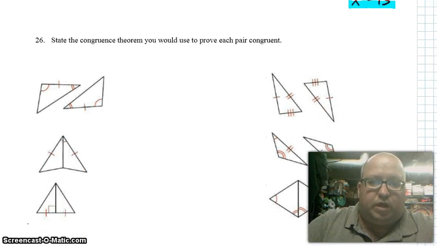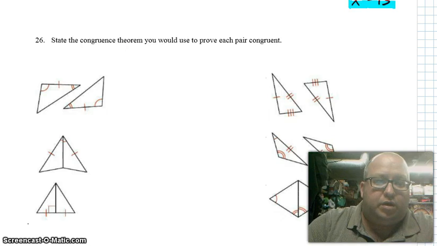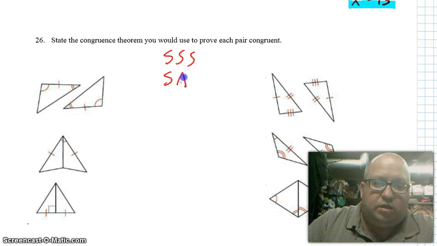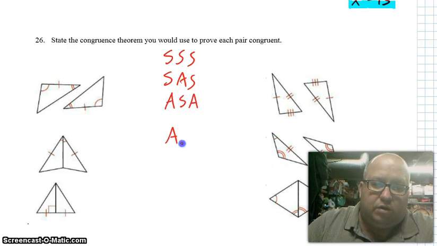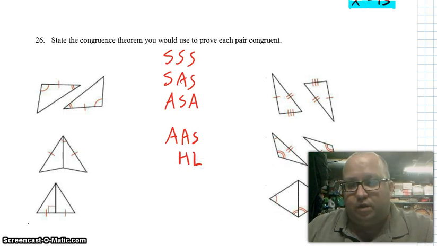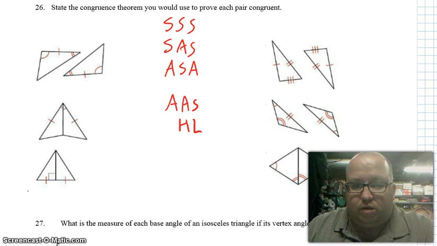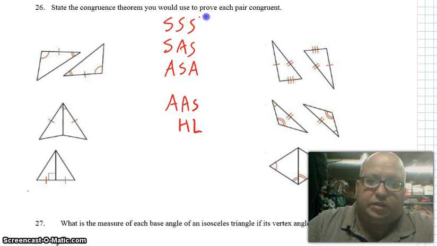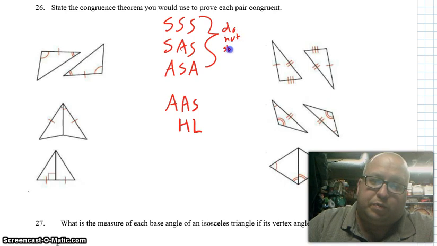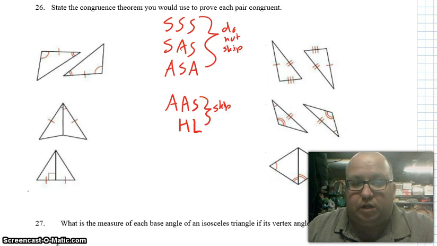All right. Don't forget, we got our congruence theorems here. We've got side, side, side, side, angle, side, angle, side, angle, angle, angle, angle, side, and hypotenuse, leg. I always like to write these together because these three do not skip a space when they're going around the triangle. And these ones down here do skip. So that helps me keep them straight.